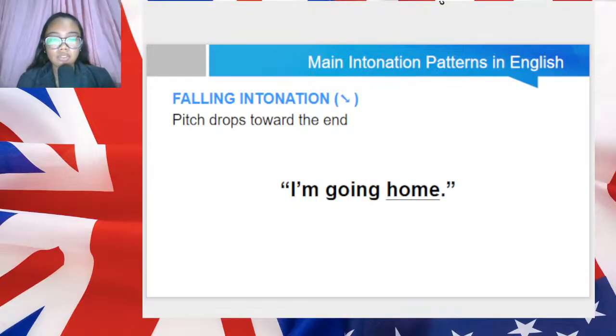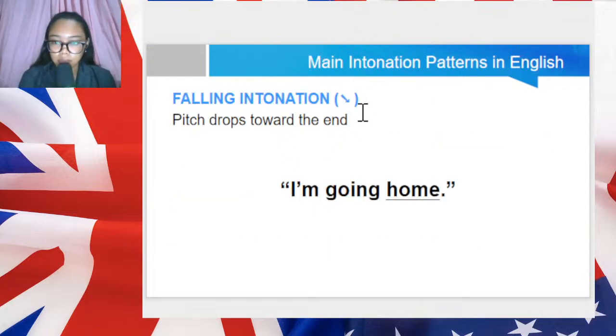Falling intonation gives a sense of resolution and confidence to your speech. It's a very common pattern that makes up a huge part of everyday English language, communication, and conversation. So, understanding when and how to use it correctly is a big step towards sounding more natural. Okay? All right.